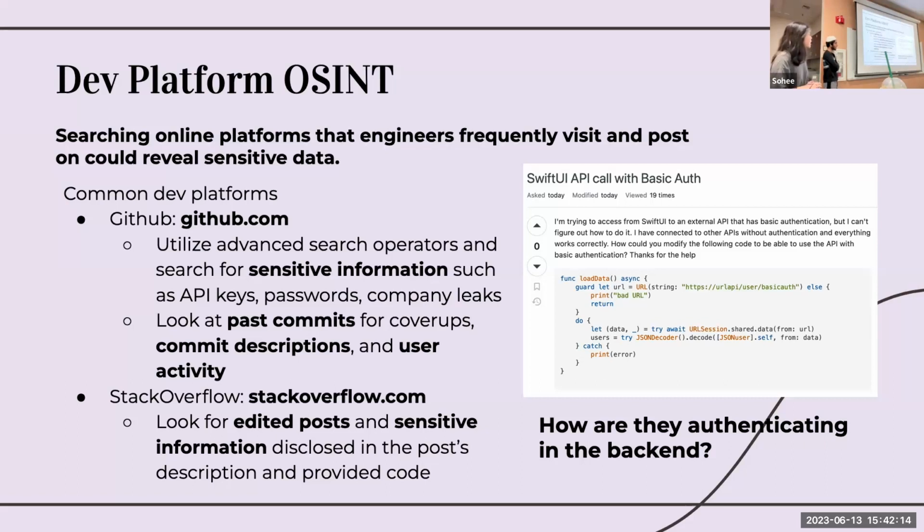And also, Stack Overflow users can edit their posts. So if you look at their history, you could see that they edited their posts, and maybe they realized, oh shoot, I shouldn't have posted this, and they just edited it. Well, you can go back and look at their history and be like, oh, you edited this? Well, I can still see it. So that's one of the things that people make mistakes in a lot.